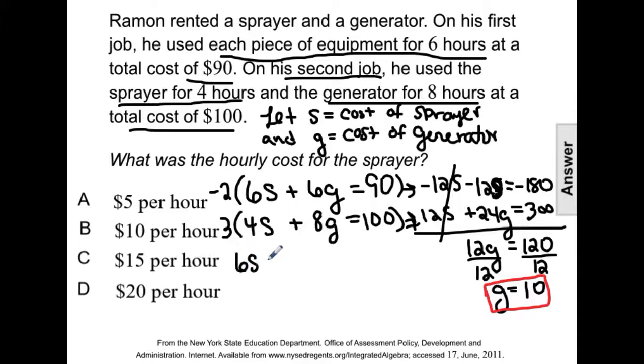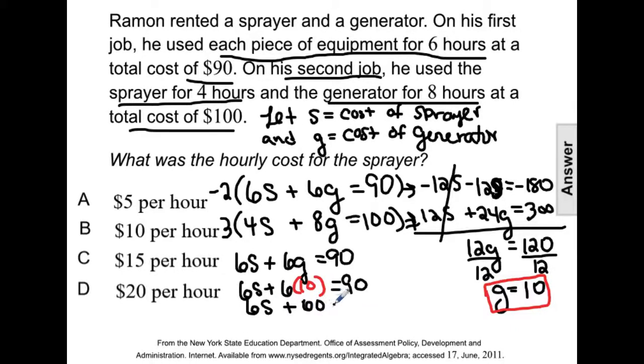So I'm going to rewrite 6s plus 6g equals 90 and put in that G is now 10. So 6 times 10 is 60, so 6s plus 60 equals 90. Subtract 60 from both sides. That will give us 6s equals 30. And if we divide by 6, then s equals 5.